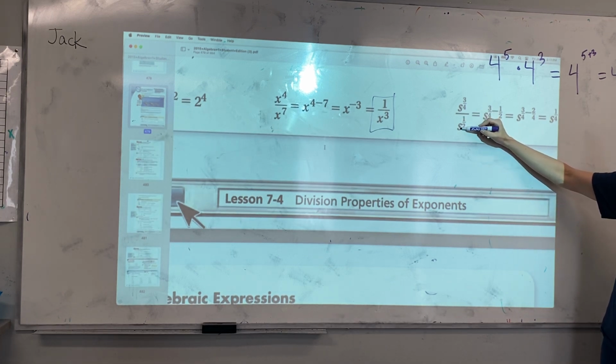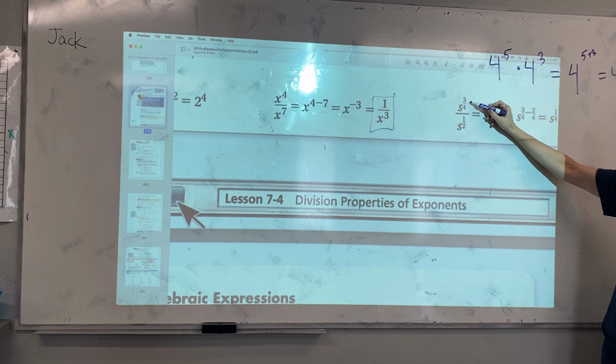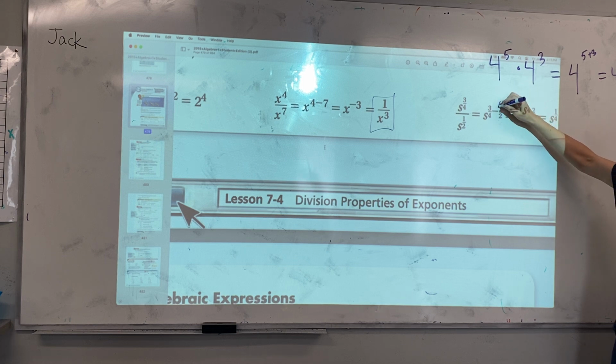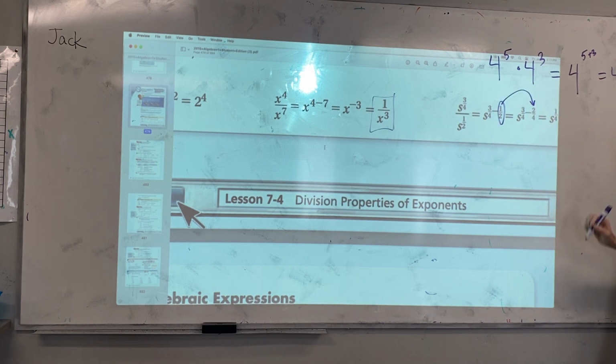Same base, division means subtract your exponents. Uh-oh, 3/4 minus a half, those aren't common denominators. So change your half into 2/4 so you can subtract. And you get s to the 1/4.